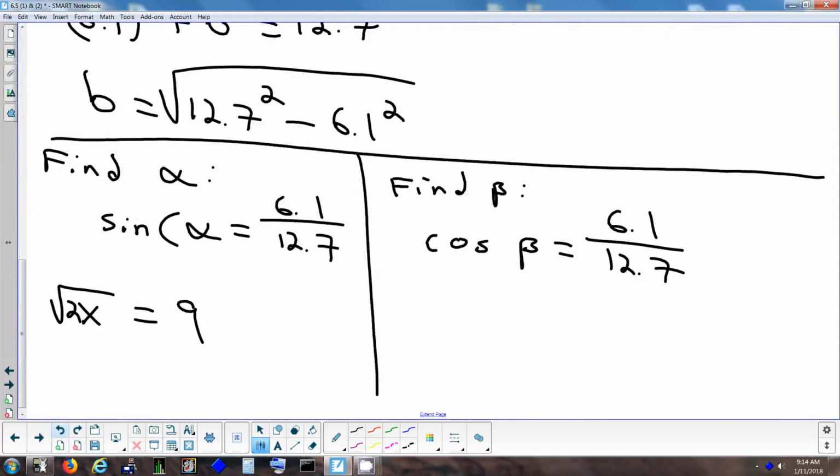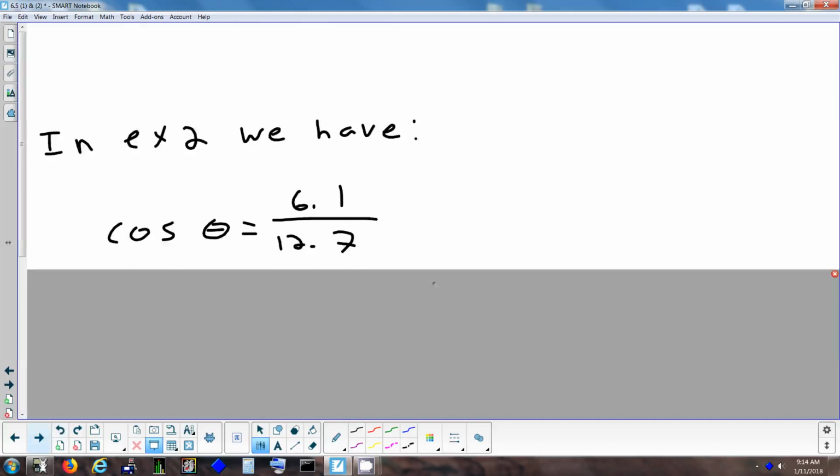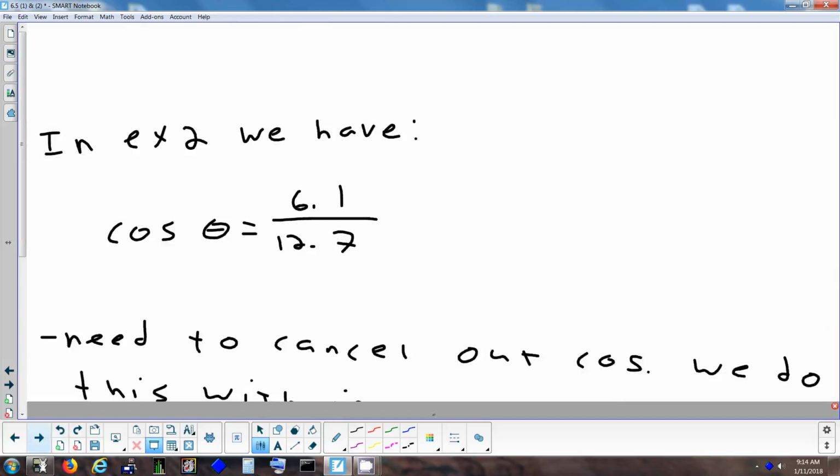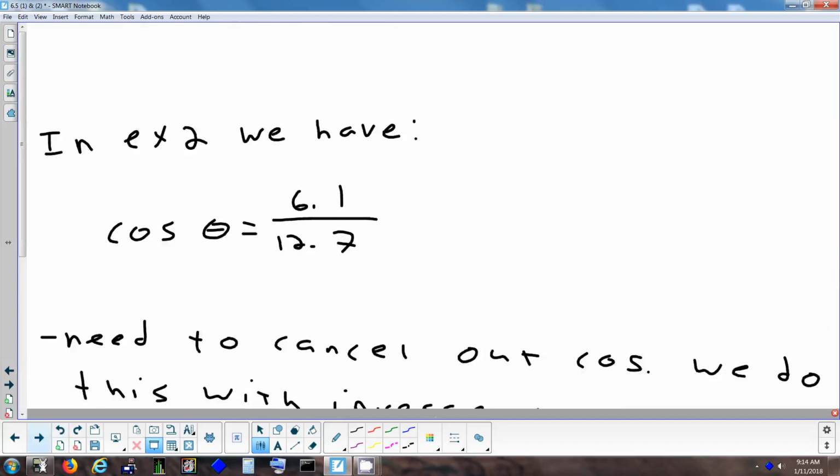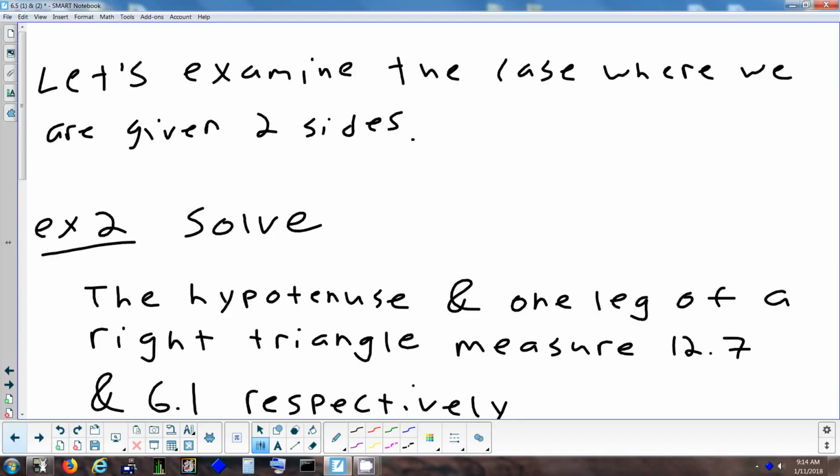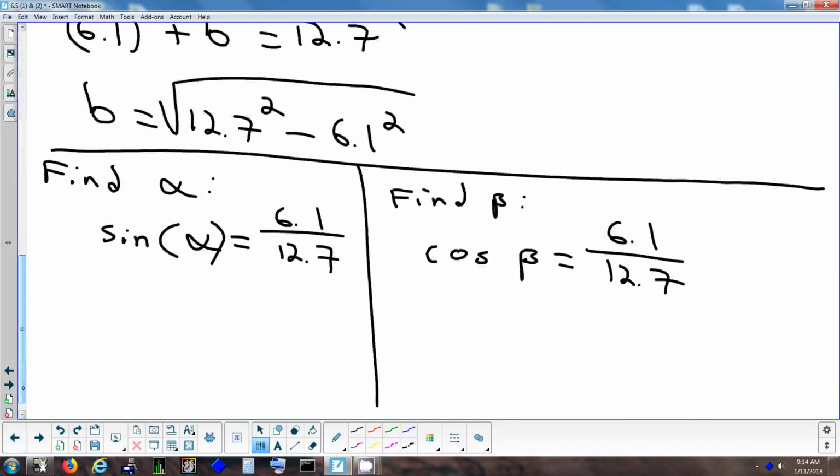So when we have a square root, we use a function that's the opposite. We don't add, subtract, multiply, or divide by square root. That won't get rid of it. The only way to get rid of square root is square. It's the inverse function. Well, trig functions also have an inverse. So what we have to do is cancel out cosine, if we're solving for beta.